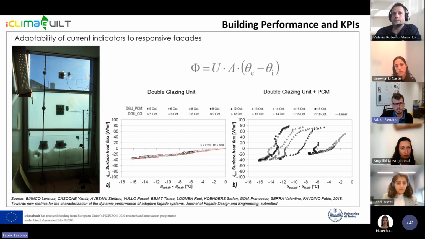If we, for example, take how you measure the U value, which is basically the slope of this line, and here we compare the U value of a double glazing unit with the U value of a double glazing unit containing a material that changes the amount of heat transferred and absorbed, so phase change material. You can see that in a standard double glazing unit, yes, it makes sense. You can measure U value, while this kind of metric loses sense completely when we use instead a material that doesn't have constant properties.